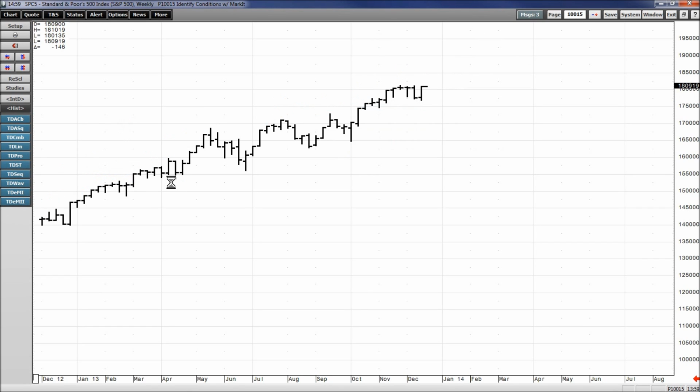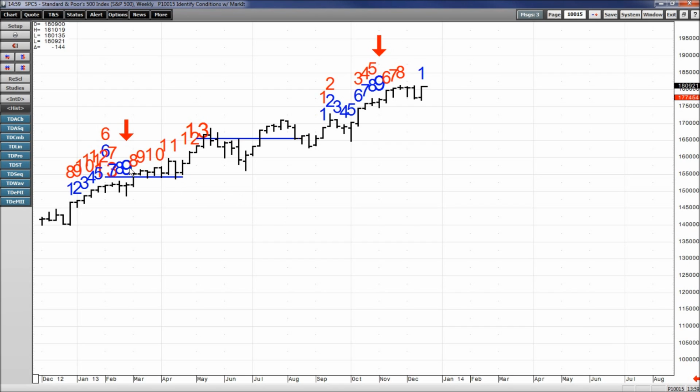We'll look at the combo count. Similar situation. We have a 9 and a 13. This tells us the trend is strong. That was a good signal. Stock market continued to go up. And we have a 9 and an 8, which also leaves the door open to get from this 8 to a 13.